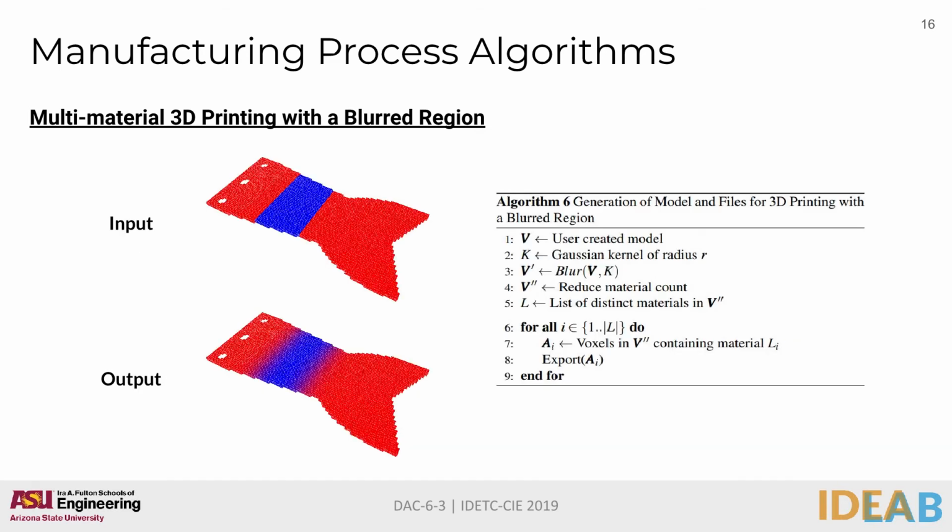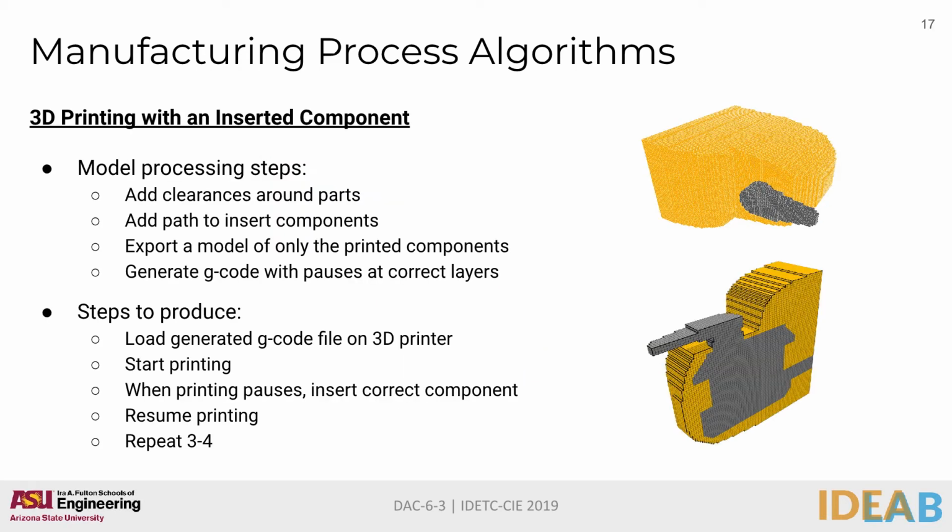These figures show the input and output from running this process on the example model, and the definition of the algorithm used. This result could be created using a PolyJet printer. The second example is taking a 3D part and embedding an electronic component in it.